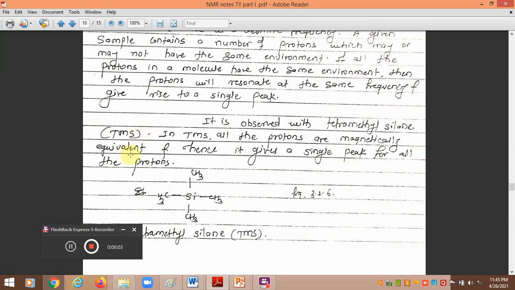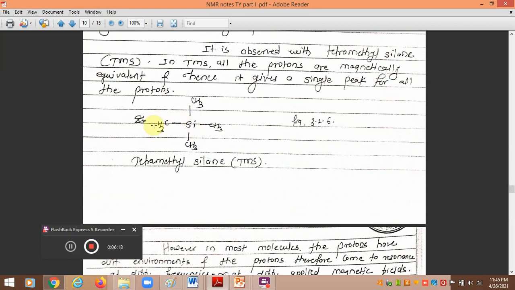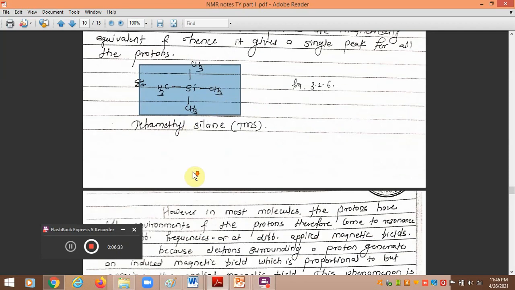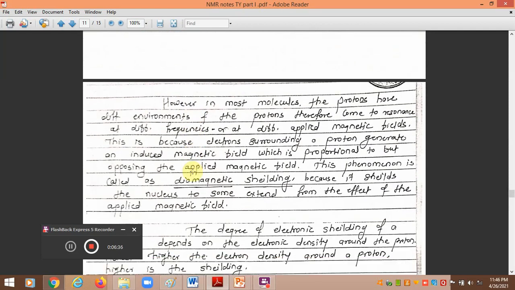So in TMS, tetramethylsilane, all the protons are magnetically equivalent, and hence it gives rise to a single peak. This is the structure of tetramethylsilane. Here all protons are attached to the silicon through the carbon. That's why we can say the environment is exactly identical for all the protons in tetramethylsilane. But this is not observed all the time. In most molecules the protons have different environments, and therefore come to resonance at different frequencies or at different applied values of magnetic field.